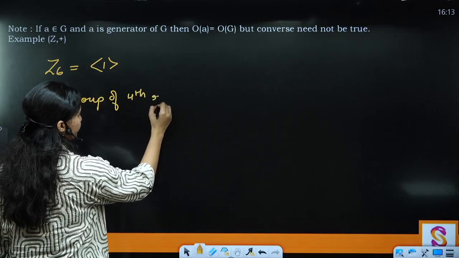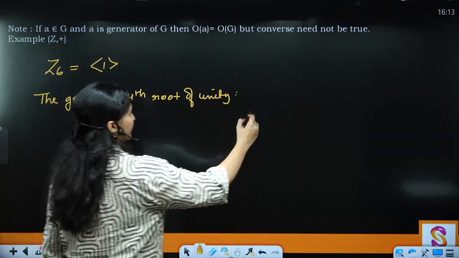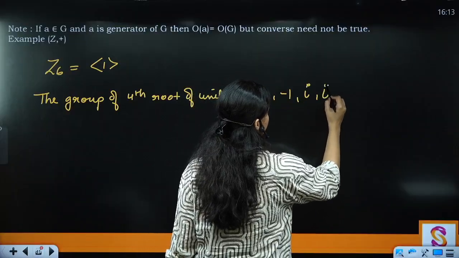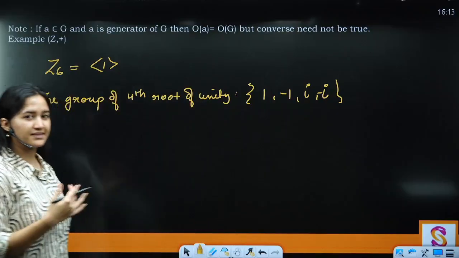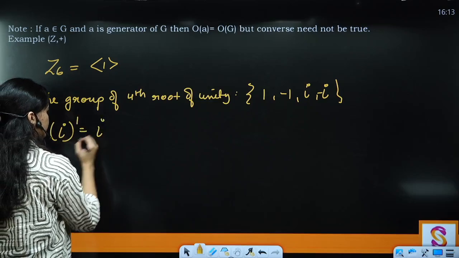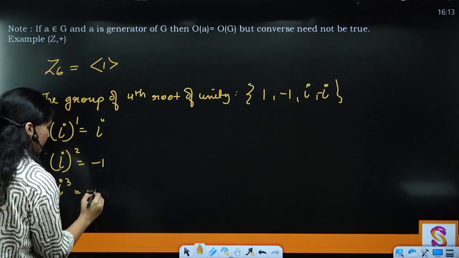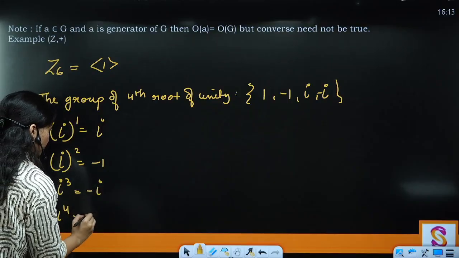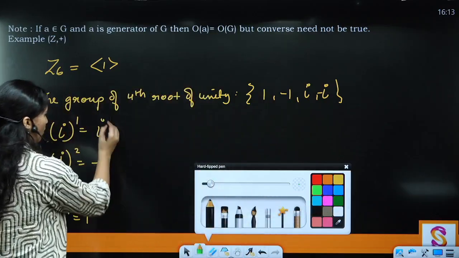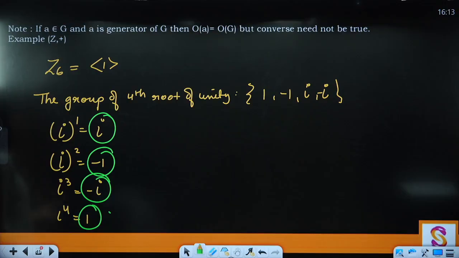4th root of unity. What are the elements? The elements are 1, -1, eta and minus eta. Okay, now what is the generator of this group? अगर आप eta to the power 1 लेते हैं, you get eta, square लेते हैं, you get -1, eta cube लेते हैं, you get minus of eta, and eta raised to the power 4, you get 1. तो अगर आप notice करो, you are getting all the elements of the group. That is your fourth root of unity, the group of fourth root of unity.